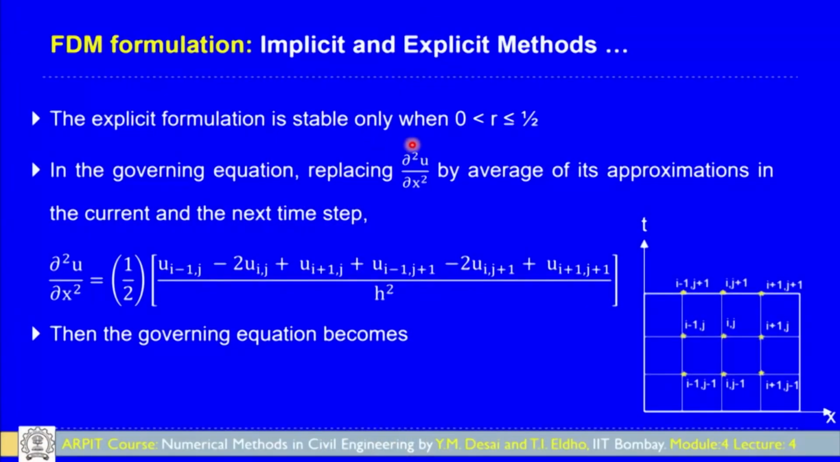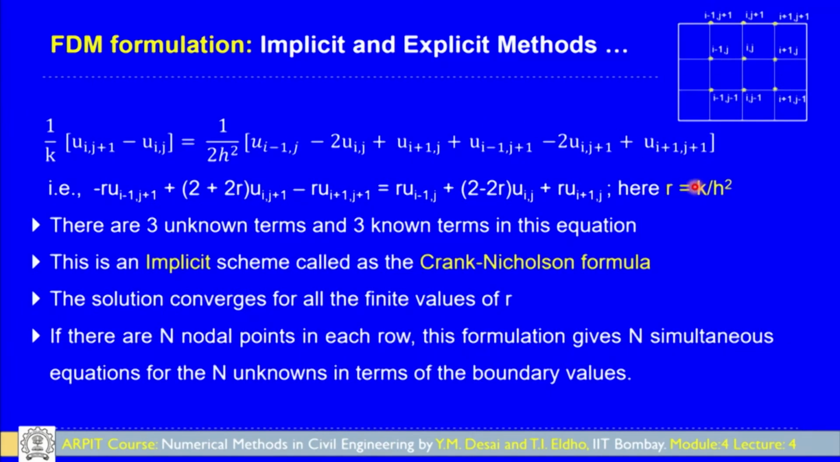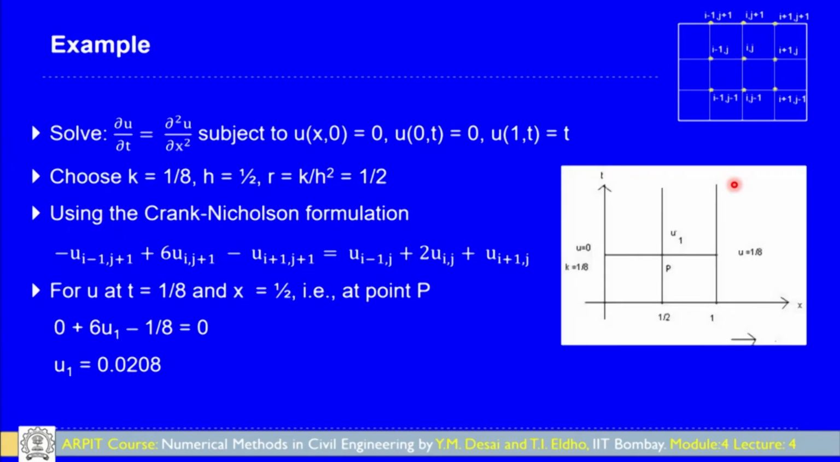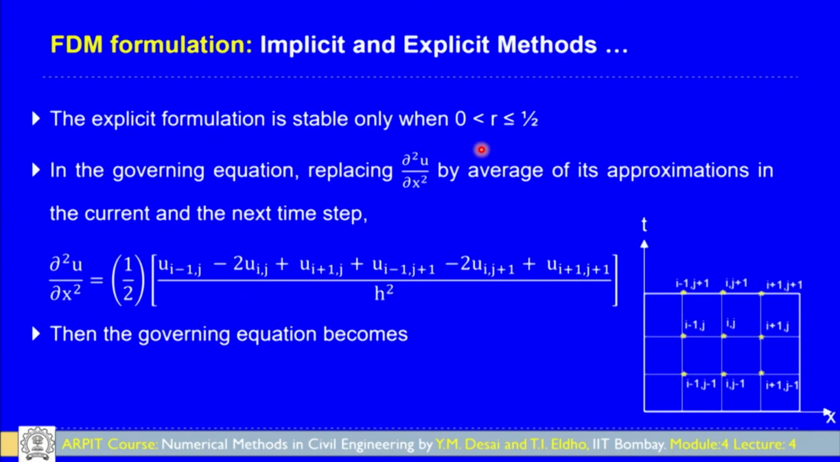So we can also have the implicit method. The explicit formulation is stable only when this r, which we have already seen, r is equal to k by h square, lies between 0 and half. Then only the explicit formulation is stable. That is already proven numerically.